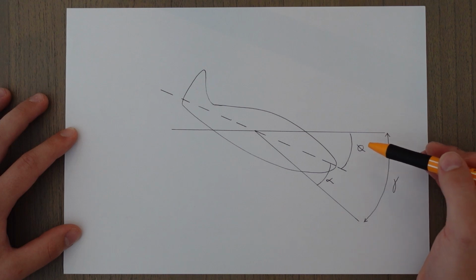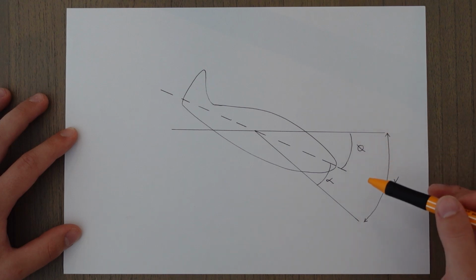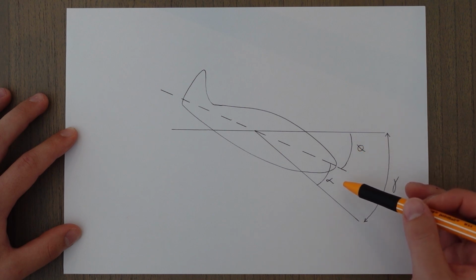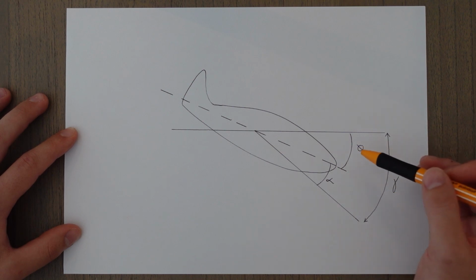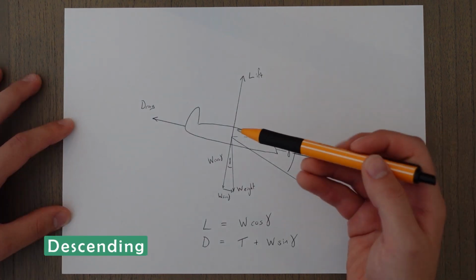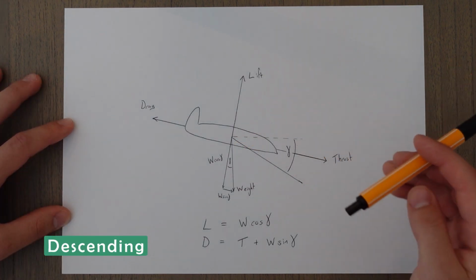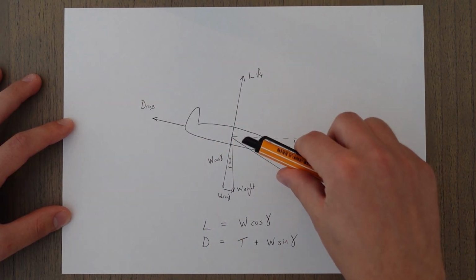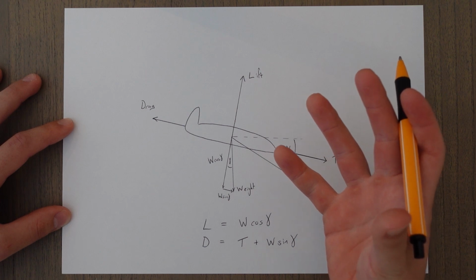But in descent, because we're going down and the angles are different, our flight path angle is our pitch plus our angle of attack. When descending, the steepness of the descent will influence how much of the weight is acting into the slope as well as acting down the slope. Same thing as we saw in the climb situation.